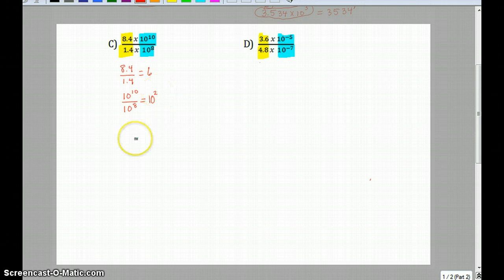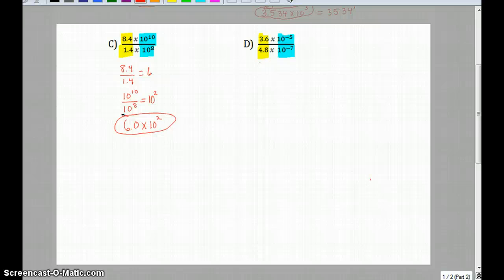Now, you might be inclined to write this 6 times 10 to the second, which is in fact correct, but we're going to write the 6 as 6.0 times 10 to the second. That 0.0 is something that you would see in testing in the textbooks and so on. Again, C was quite simple. It's going to be quite a bit simpler than your problems in your textbook that you have to do for the assignment. So we're now going to go to letter D.